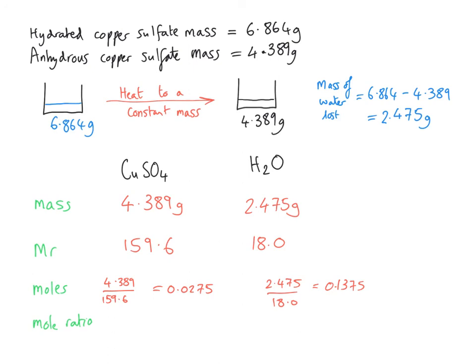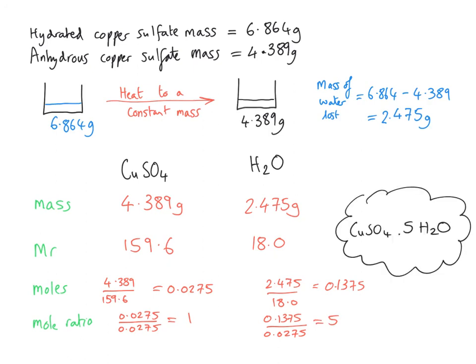And finally, we need to turn this into a whole number ratio where copper sulfate will always have a 1 and the x will be an integer that will always be equal to or greater than 1. And we have to divide by the smallest to get this, and so for copper sulfate we get 1, because 0.0275 divided by itself is 1, and then 0.1375 divided by 0.0275 is 5, and so the final formula is CuSO4.5H2O, because that is the water of crystallisation of copper sulfate, 5 waters for every 1 copper sulfate.